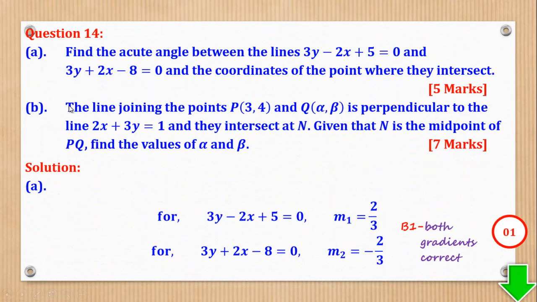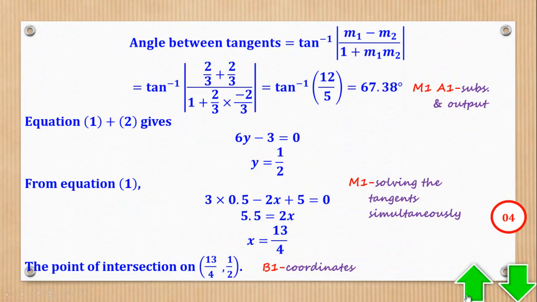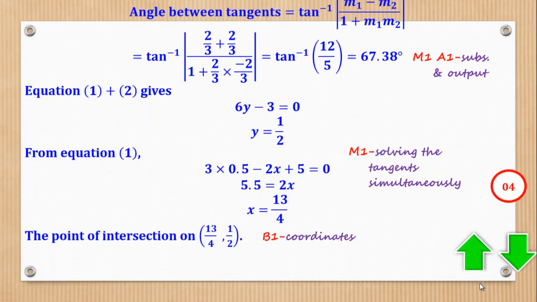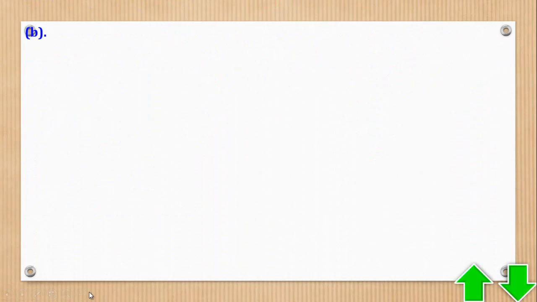That was part A. Then part B, they said, the line joining the points this and this is perpendicular to the line this, and they intersect at N. Given that N is the midpoint of PQ, find the values of alpha and beta. So we have that line, it has a negative gradient, it's perpendicular to the line joining points P and Q, and N is the midpoint.